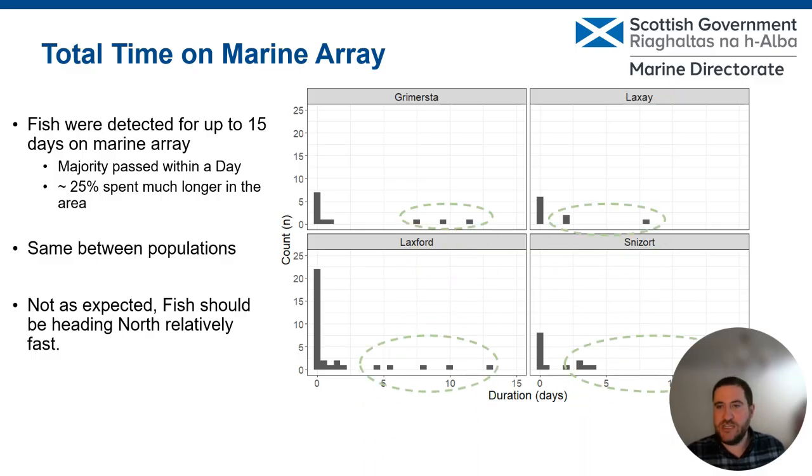But what we actually see is, across all of the populations, quite a number of fish are staying for much longer, or been detected for much longer, some of them up to 15 days. This was about 25 to 30% of the fish that we detected, showing this behaviour, much longer detection on the array itself. And it was the same across populations. As you can see from the individual graphs, there are fish from each of the different populations that have been detected for much longer on the array itself, which was not as expected. Fish should be heading north relatively fast.